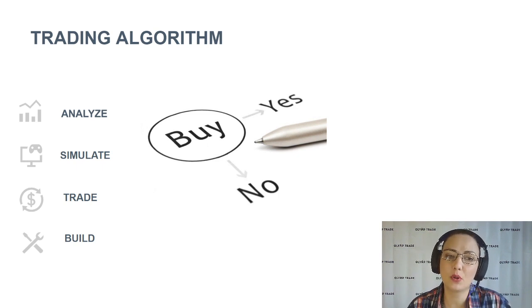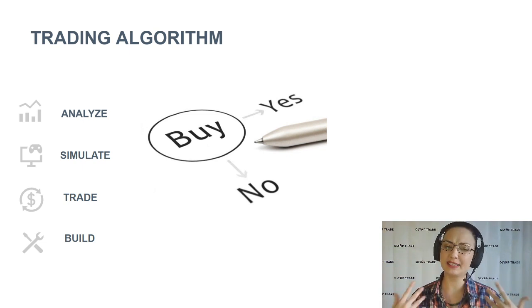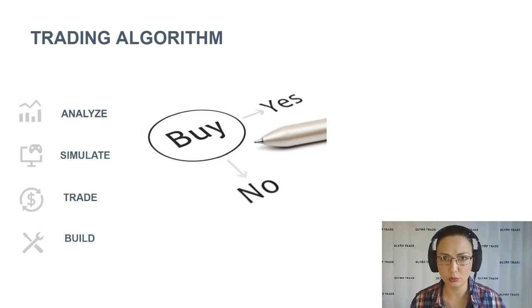Now, once we find the trading algorithm, once again, as I mentioned in the beginning, everybody's strategy, everybody's system is going to be different. Everybody's plan is going to be different. We're all different people. Basically, let's say you find an algorithm that you like, that you want to trade. So that's the analyze part.